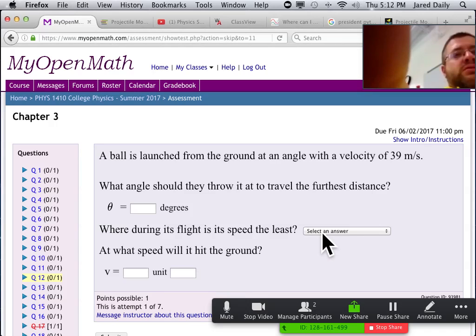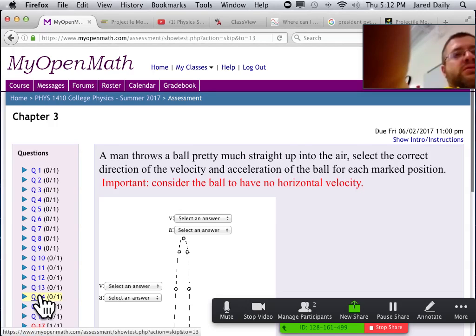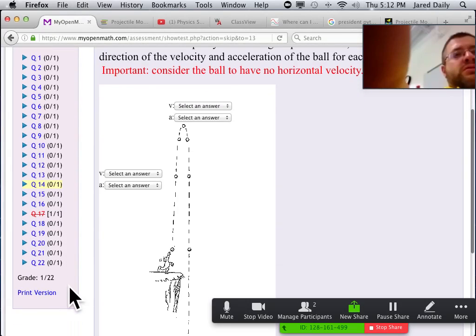I'm looking at problem number 14, where it talks about the velocity to tell you whether the acceleration and velocity are going up and down at various points. He's throwing the ball up. So as soon as that ball leaves his hand, it's accelerating down, isn't it? Because gravity is after it. So the answer would be the same. Right? Gravity is accelerating it down the whole time.